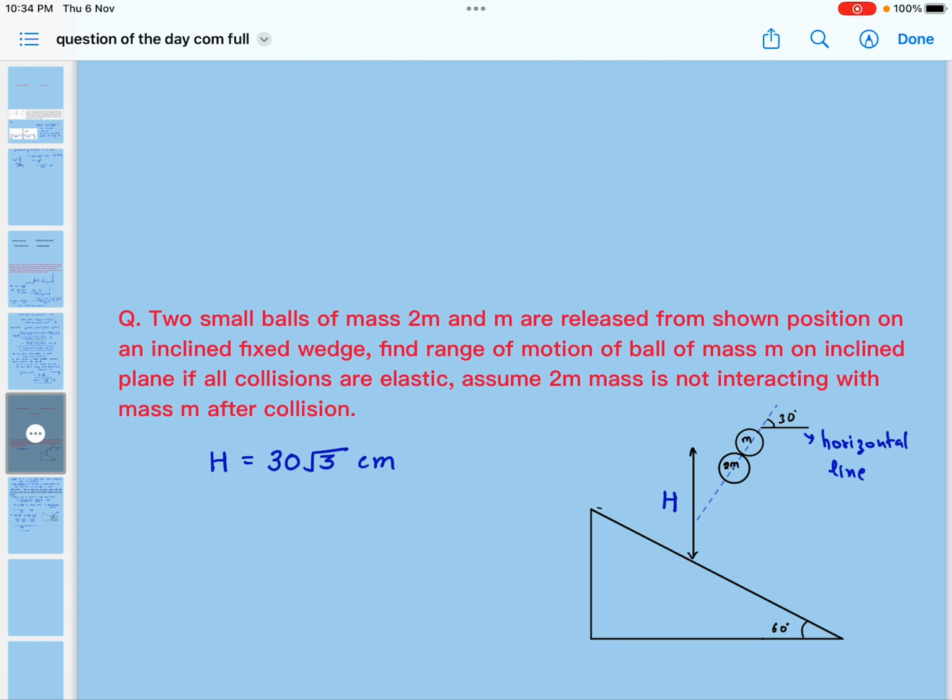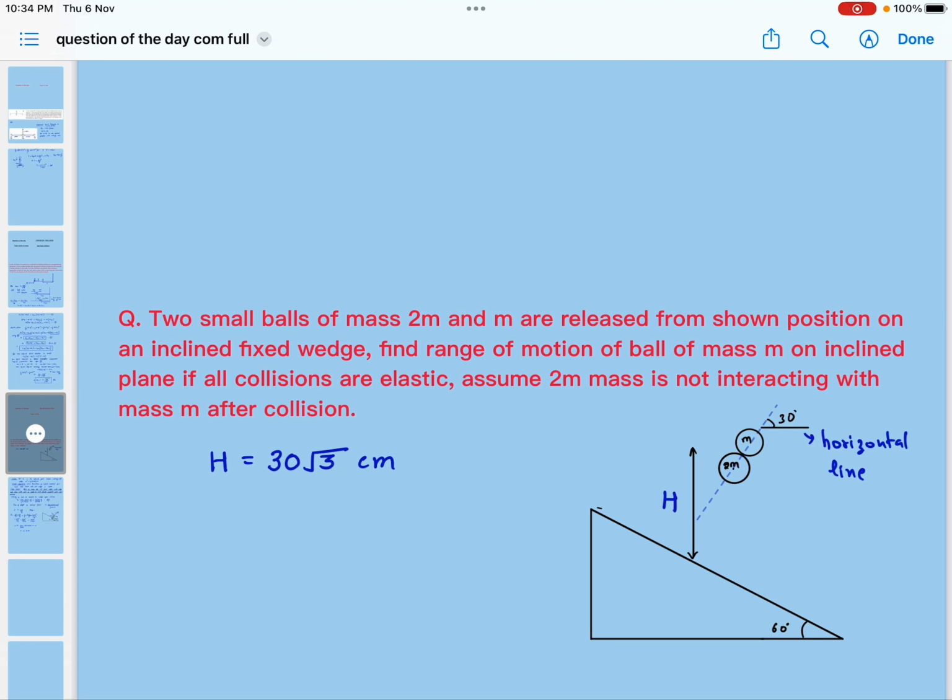So this question I can explain to you. Two small balls of mass 2m and m are released from the shown position. The balls are small in size, that is given, and their location is at a height of 30 root 3 centimeter from the wedge. From this height we are releasing them, and then they are striking. Their orientation is also given.